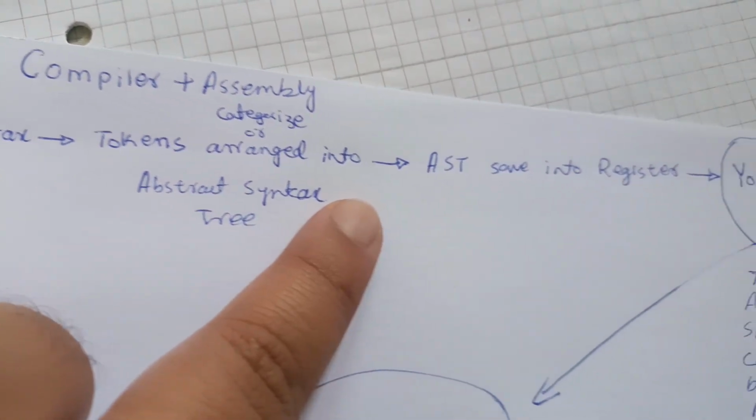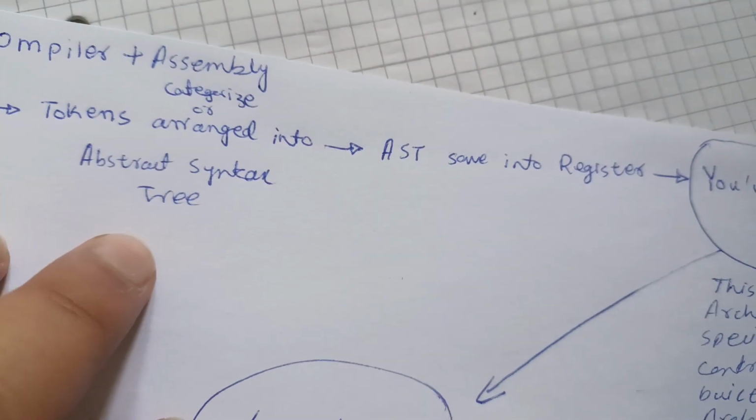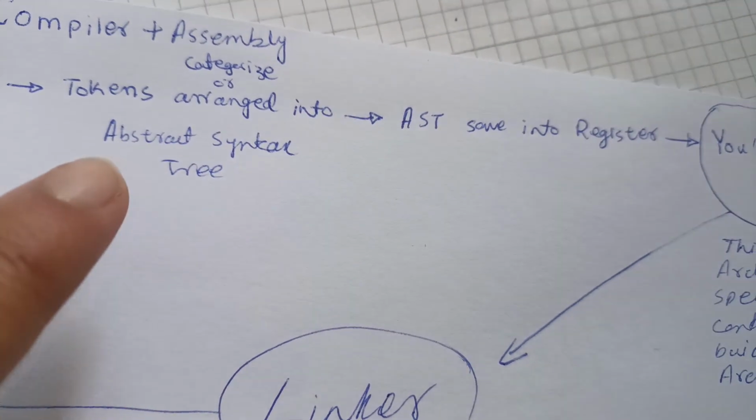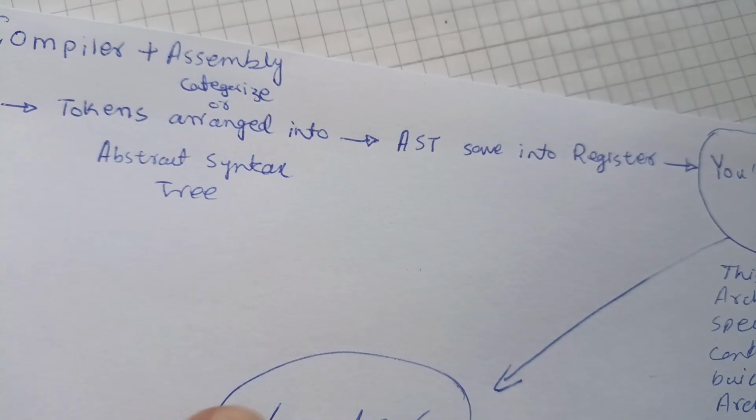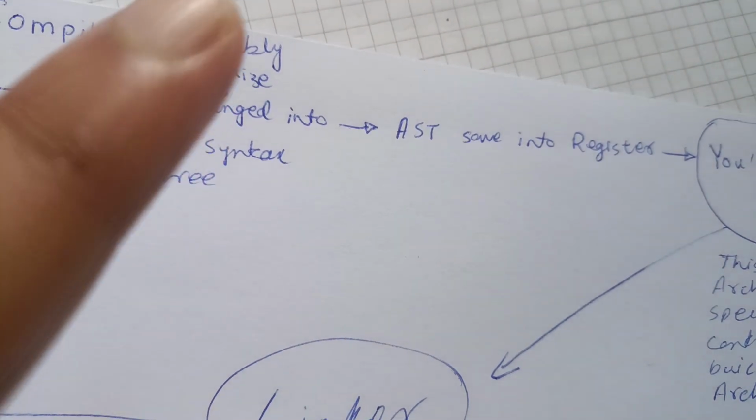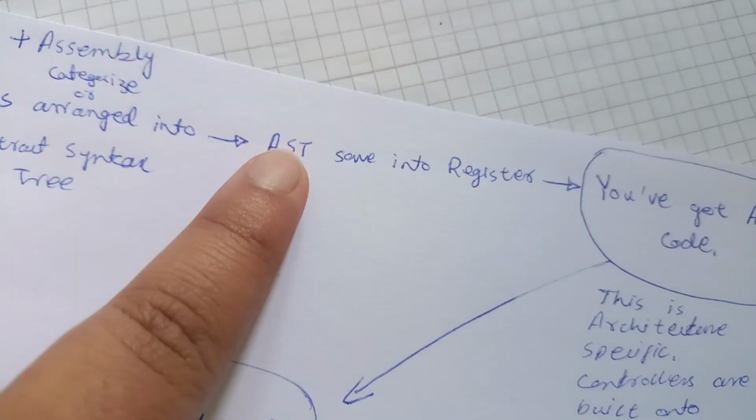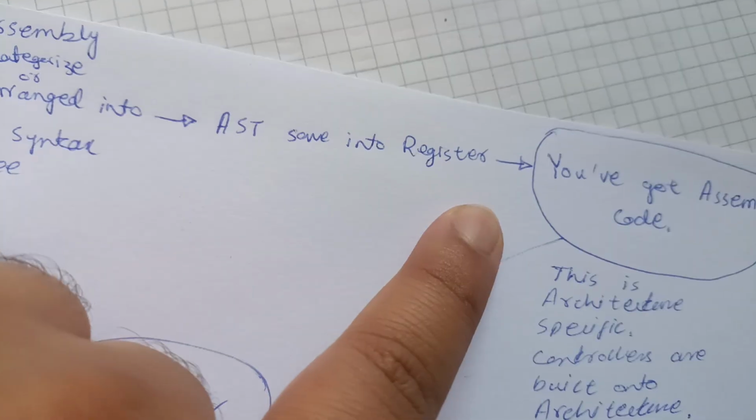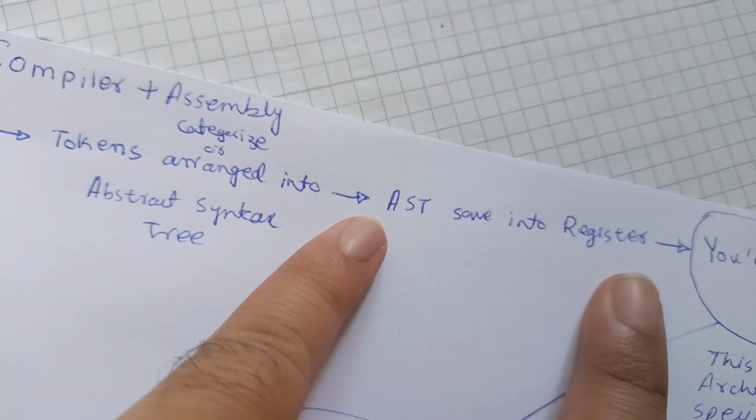Many abstract syntax trees are created. For example, if there is var1 equals 2 plus 2, then this whole statement is saved into one abstract syntax tree, and this abstract syntax tree is saved into a register. And then you have assembly code.